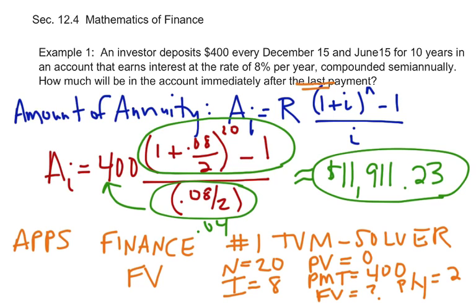Once you put in all this information, you need to get your cursor back to FV. And then hit alpha, enter. And this answer will pop up.